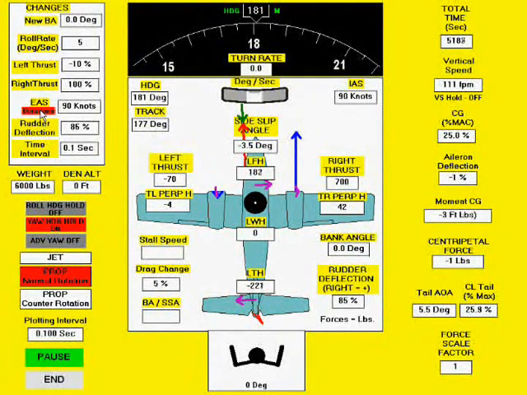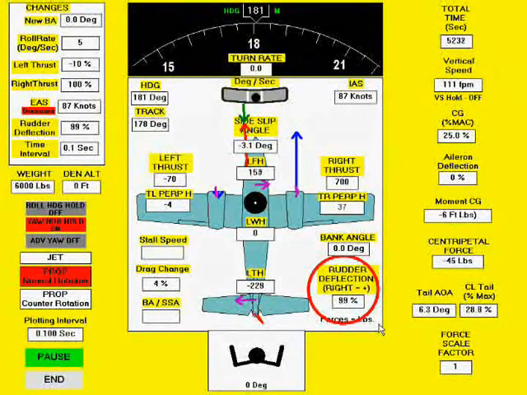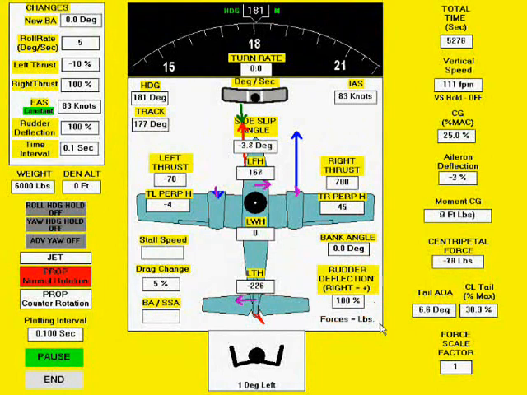We will now slow down. As the airspeed decreases, additional right rudder pressure is necessary to maintain a constant heading. As the airspeed slowed from 90 knots to 83 knots, the necessary rudder deflection changed from 85% to 100%.